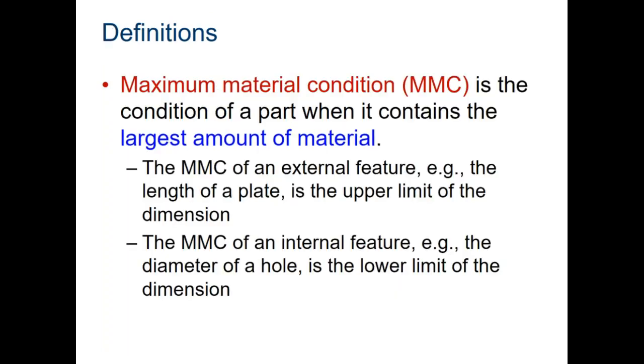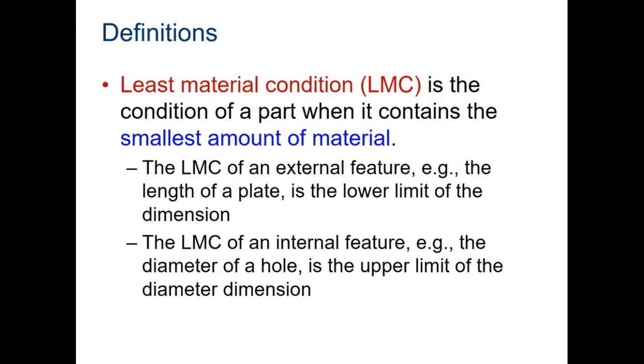Okay, there's another idea called the maximum material condition, and this is defining the largest amount of material. So in the case of a linear dimension, it's the upper limit of your dimension. And when you're talking about a hole, it is the lowest dimension, the lowest diameter of the hole. So it's like the total length it could be, or the smallest hole you could have. The smaller the hole, the more material you have. So the maximum material condition.